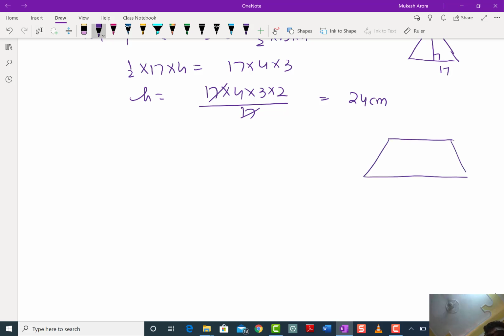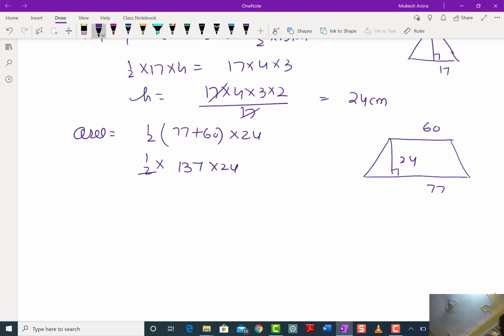Now we have to find the area of trapezium. Trapezium was 77 and 60 and this is 24. Area is equal to half into sum of parallel sides, 77 into 24, half into 137 into 24, this is 12, so it will be 1644 centimeter square. So this is our answer.